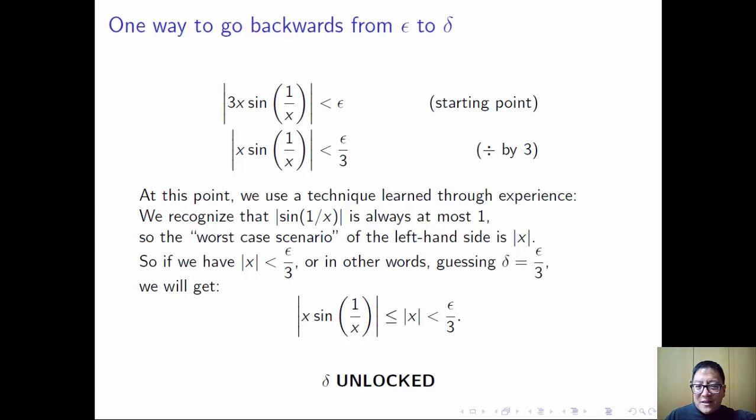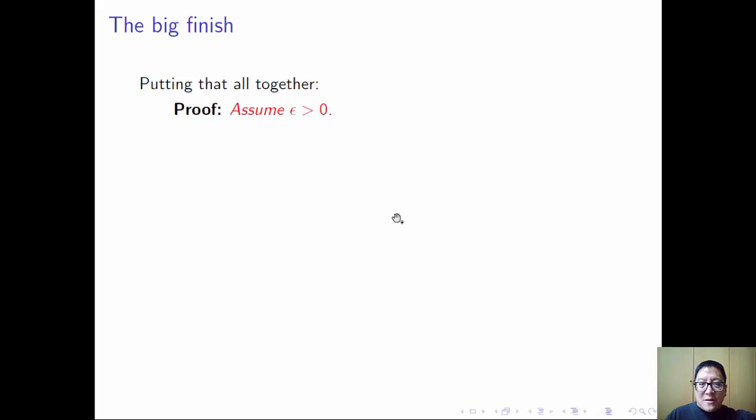So we figured out what delta is. If we pick delta equals epsilon over 3, then we can win. At least we think so. But the test of this, of course, is always writing it down to see if it really works. Okay, so putting that all together, here's how the proof goes.